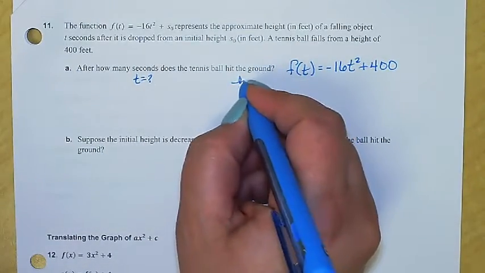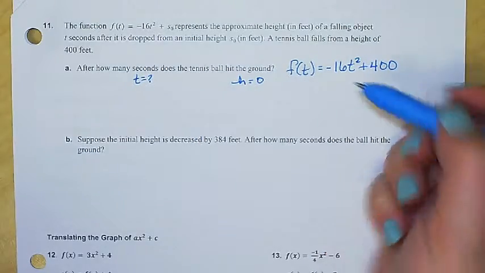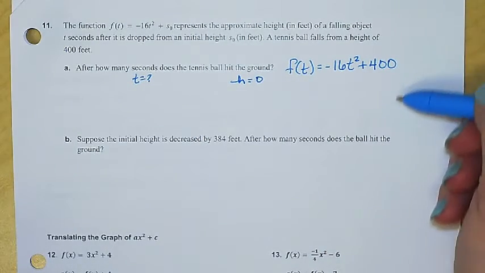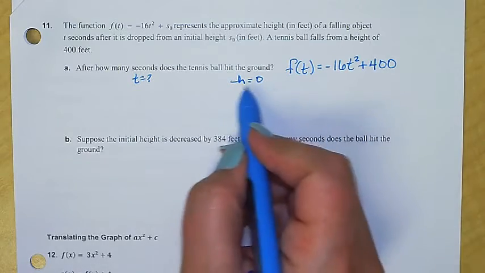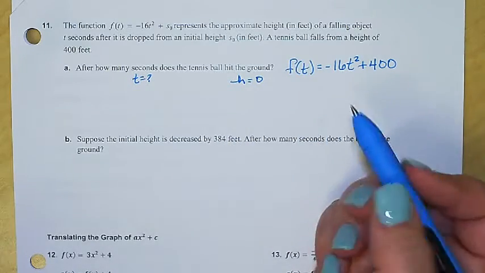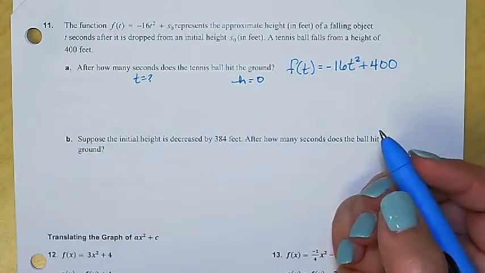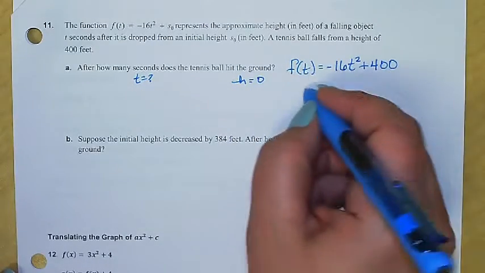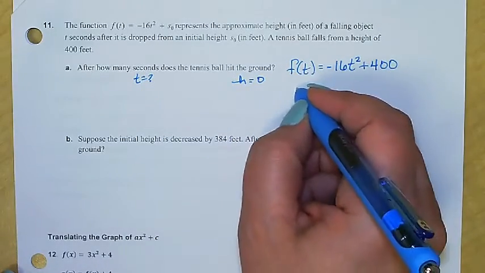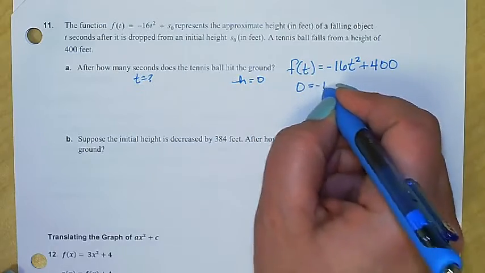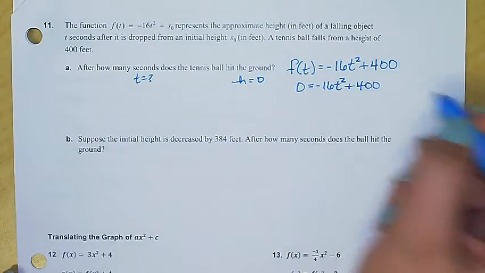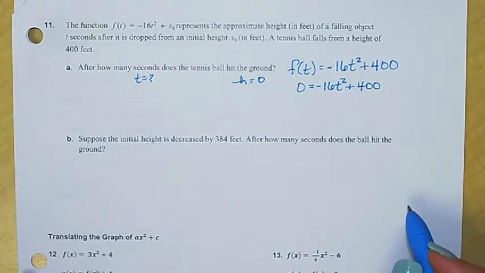Well, once it hits the ground, then my height is at 0. So if I start at 400 feet, that's my initial height, and it's dropping. When I'm at the ground, then the height at that point is just 0. I'm at the ground now. There's 0 height. So that means that I want to set this equal to 0, because this is what represents the height. So I would set this equal to 0 and solve this function just like we practiced a moment ago.